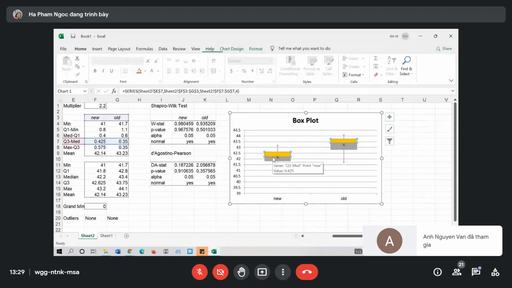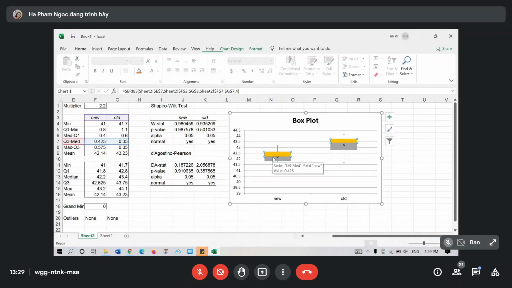So how can you say that it is a normal distribution? My median value is nearly at the middle of the box. The mean or the median? The median, the median of the box. Yes, it is nearly. So we conclude it follows the normal distribution. Okay, continue.